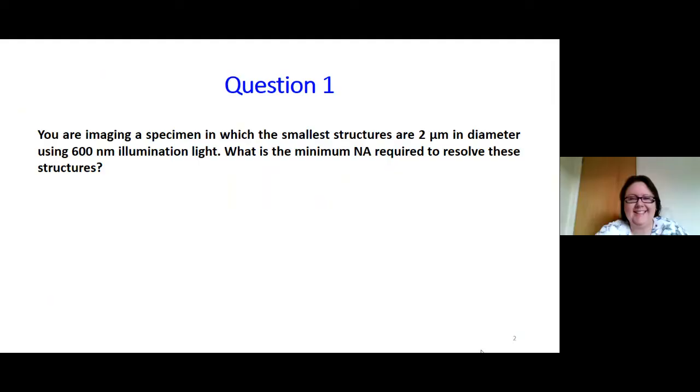Hi. So I'll be going through this question. So the question is, you have a structure with 2 micron in diameter and you're using 600 nanometer illumination for the light. So what is the minimum NA required to resolve these structures?